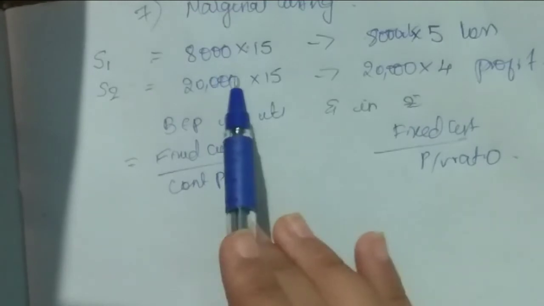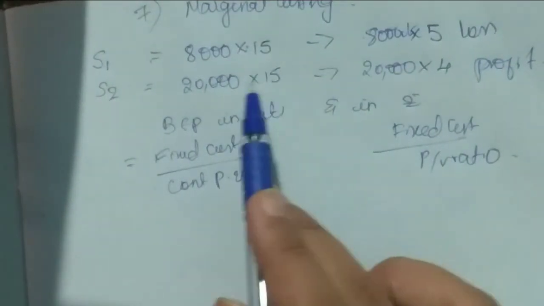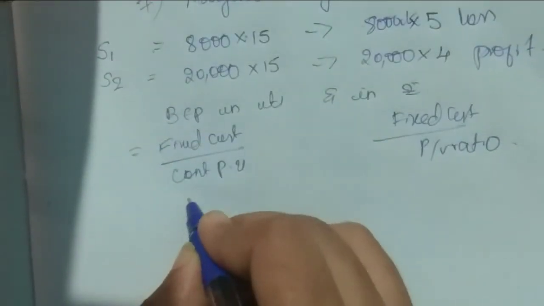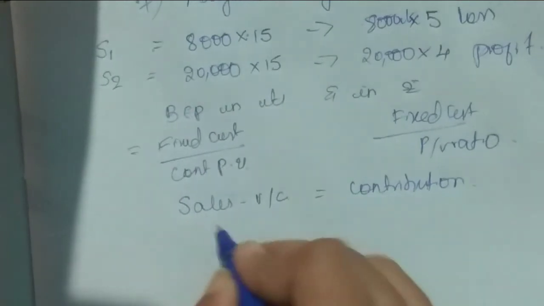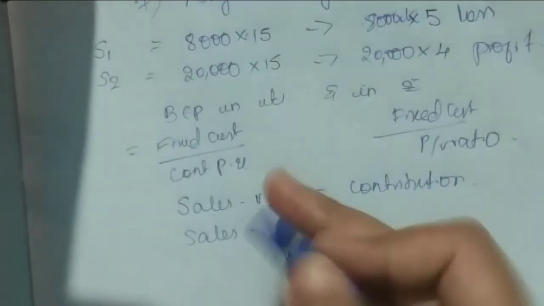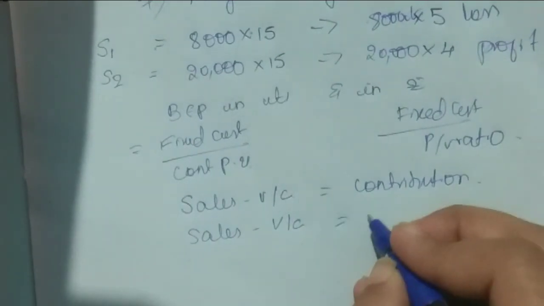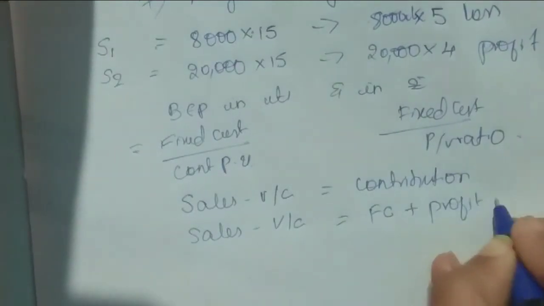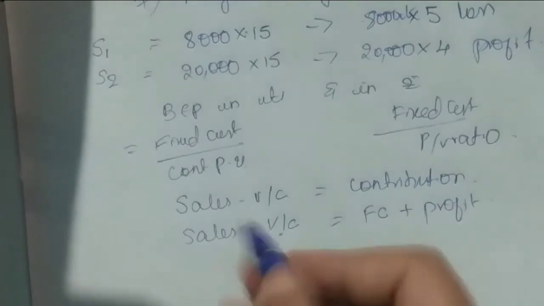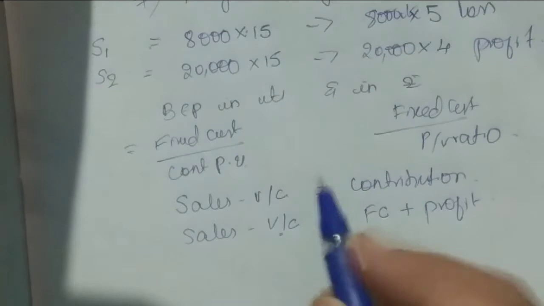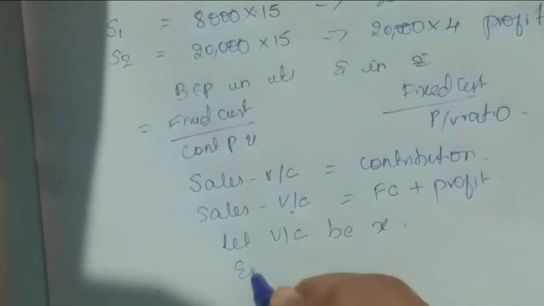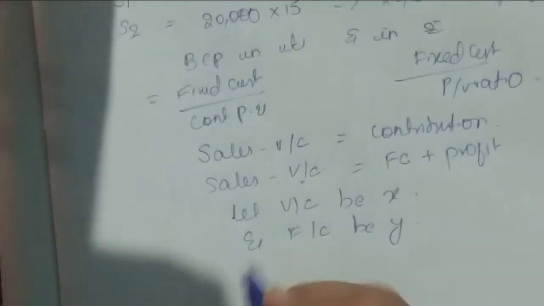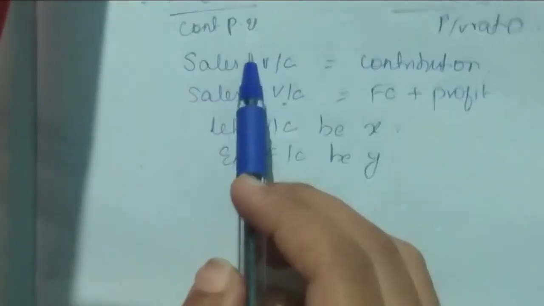So using sales minus variable cost, we can find out the contribution, and instead of contribution we'll use another formula. Normally, sales minus variable cost is equal to contribution. But anyhow we want fixed cost, so we are changing this formula. Sales minus variable cost is equal to fixed cost plus profit. Now we don't know variable cost, and variable cost varies per unit, so we'll multiply units into x. Let variable cost be x and fixed cost be y. Coming to the next point, we'll make use of the above information and substitute all those values in this format.